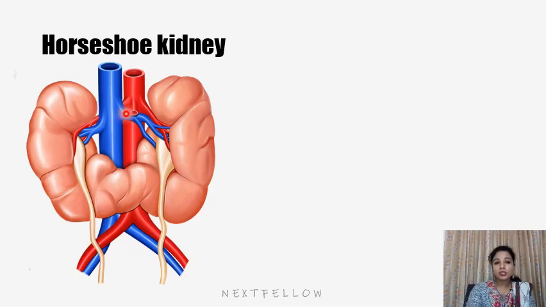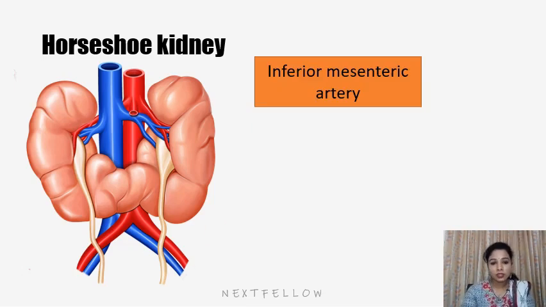And we can see the inferior mesenteric artery. This is the inferior mesenteric artery, which is the ventral branch, and we can see the right and left renal arteries arising from the abdominal aorta, and this is the inferior vena cava. So the inferior mesenteric artery also passes anterior to the isthmus. So when it runs down, it comes anterior to the isthmus.